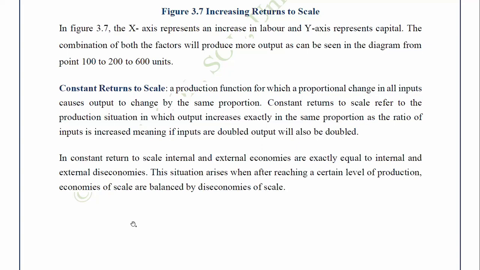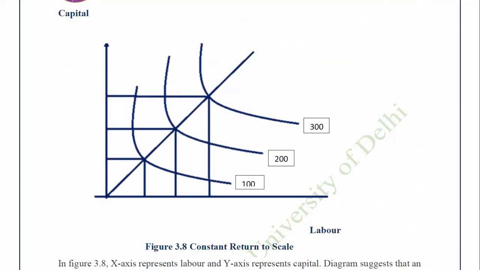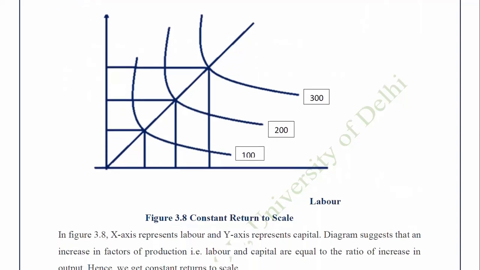In constant returns to scale, internal and external economies are exactly equal to internal and external diseconomies. This situation arises when, after reaching a certain level of production, economies of scale are balanced by diseconomies of scale. Figure 3.8 depicts constant returns to scale.